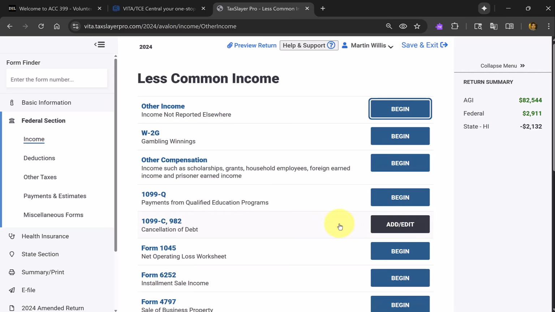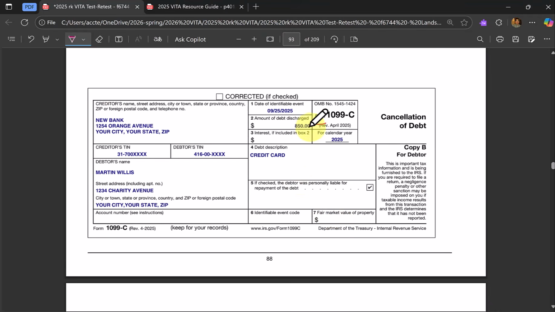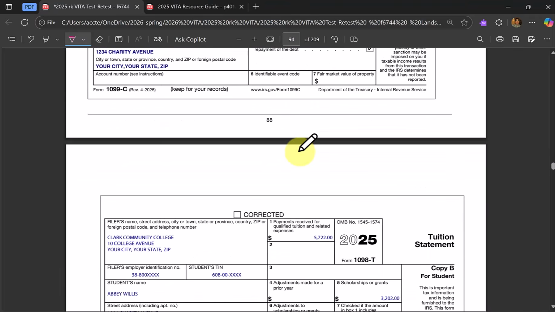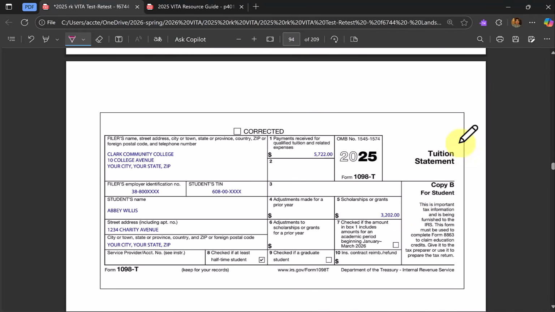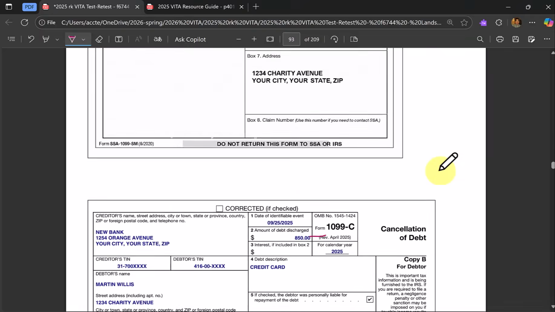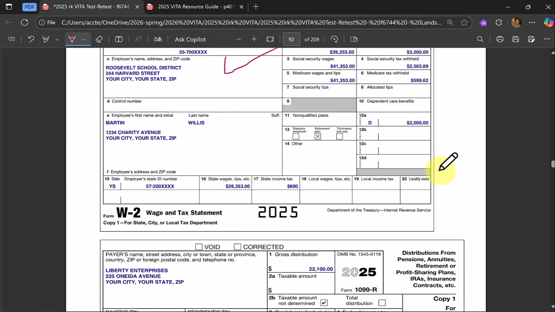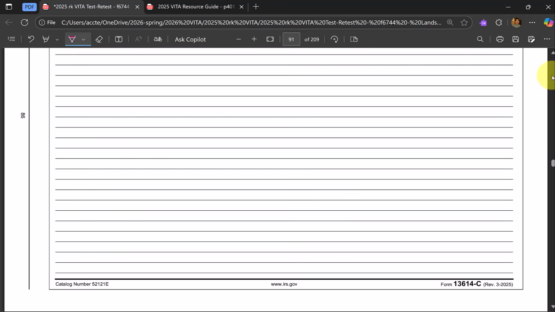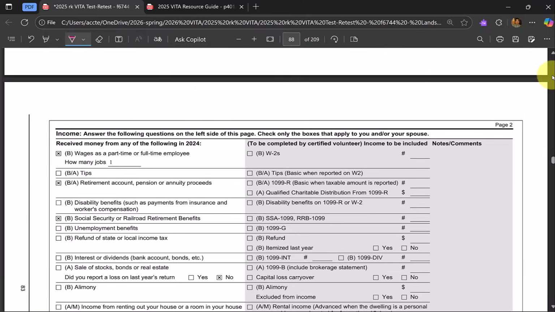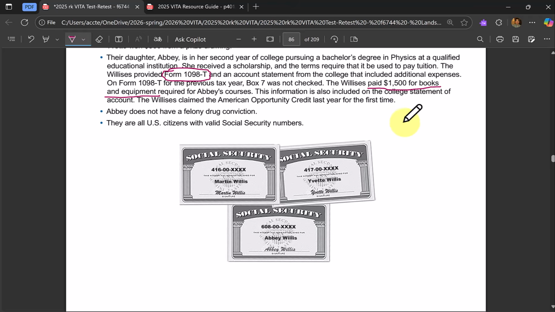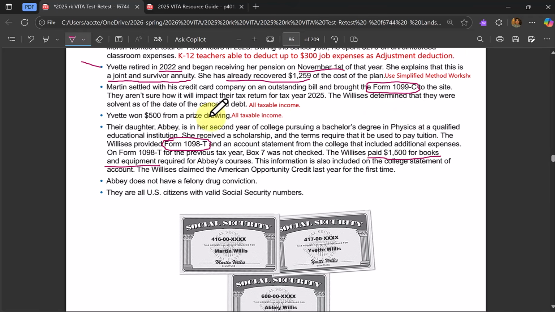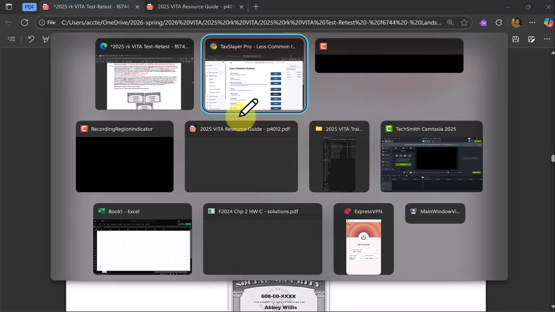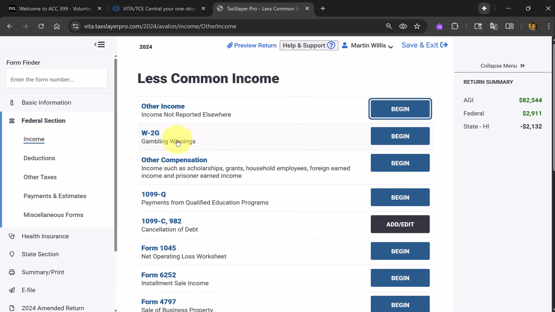Before I move on, let's see what else do we have. So I just finished this. Okay, we don't have a tax form for the prize money that Yvette won. I think it was 500 here in our notes. This amount here, prize drawing. I think it's under this gambling. Let's see if there's anything else here.